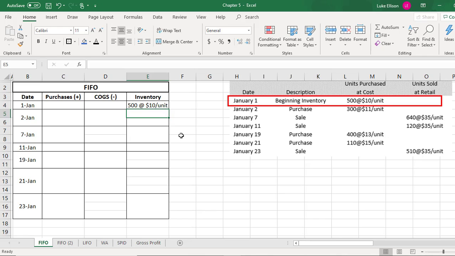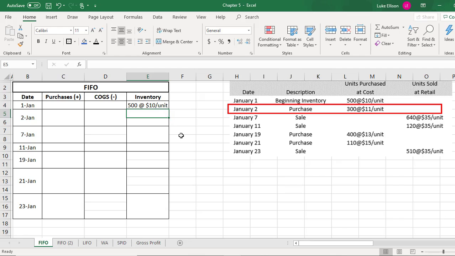Next, on January 2nd, the company purchased 300 units at $11 per unit. Since this is a purchase, we can put it in the purchase column. Since there were no sales on this date, we can skip the cost of goods sold column. Now, we always need to fill out the inventory column.